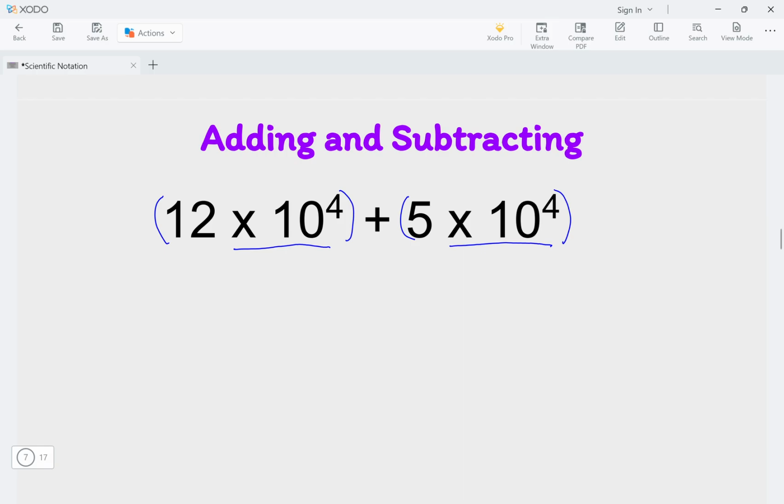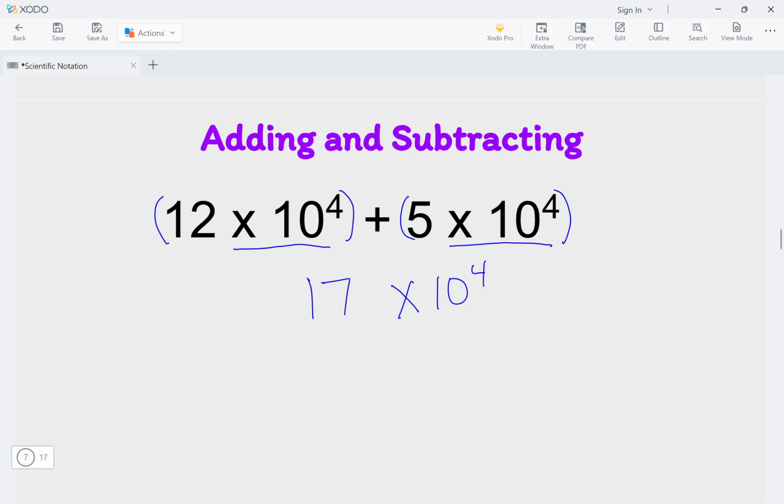Okay, so 12 times 10 to the 4th power plus 5 times 10 to the 4th power, I'm still going to have 10 to the 4th power. Those are the same. And I'm just going to add 12 plus 5. So this ends up being 17 times 10 to the 4th power. So as long as my power of 10 is the same, I can add and subtract my first numbers and then keep my power of 10.